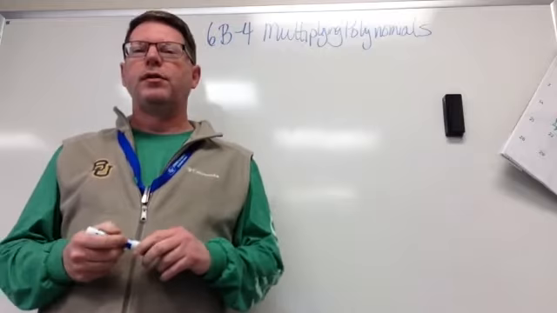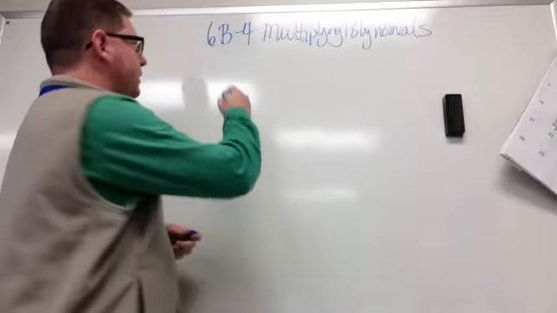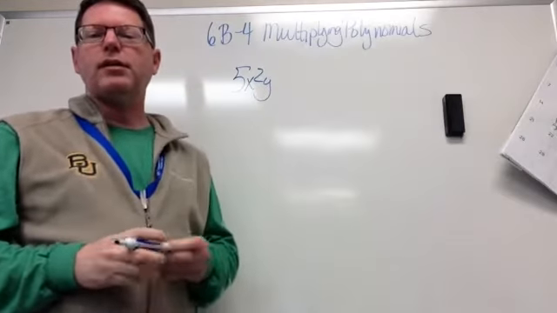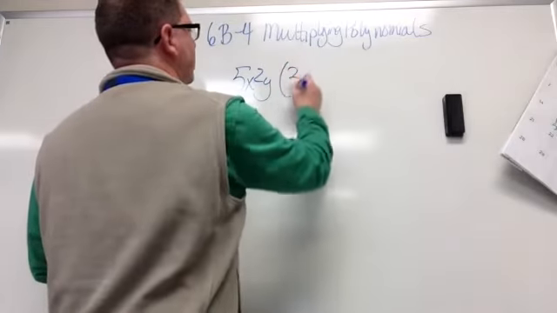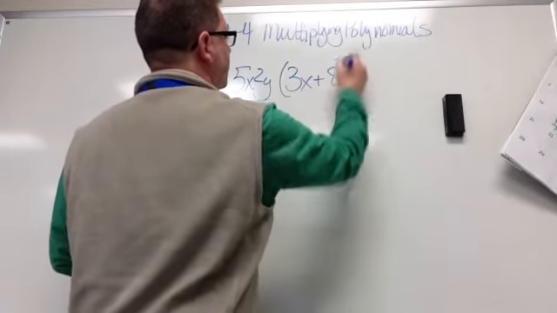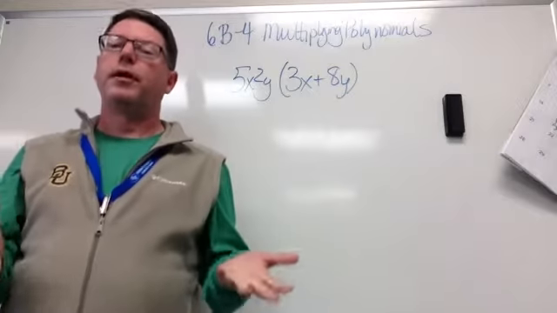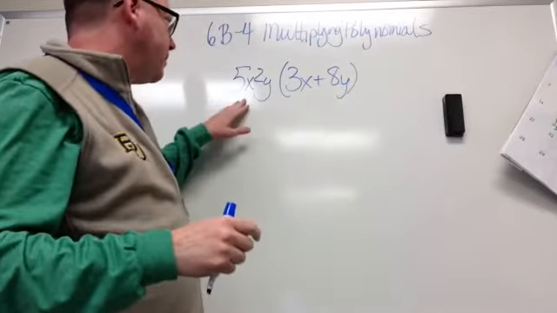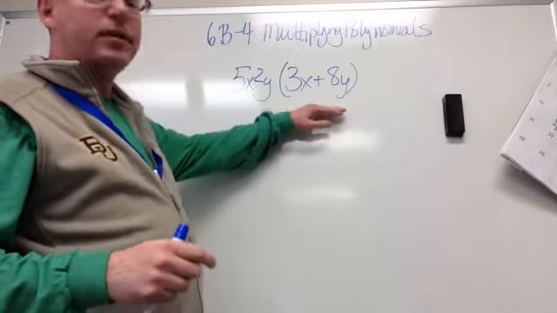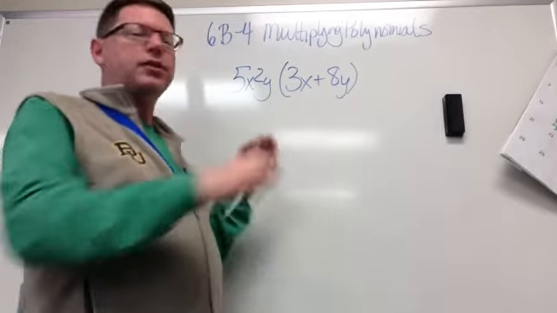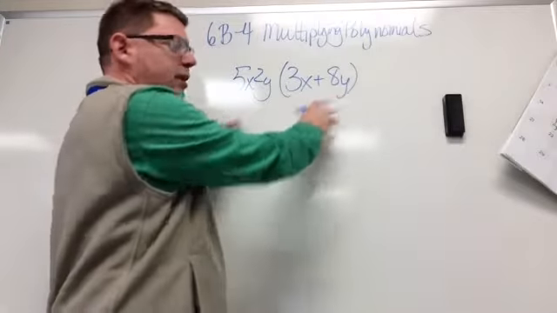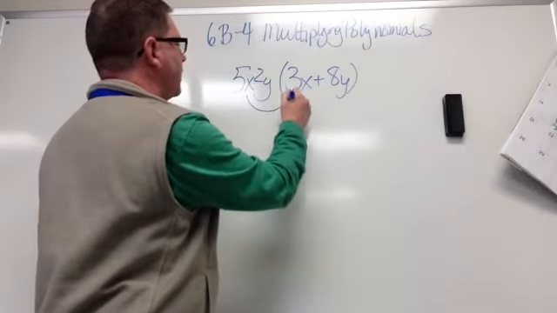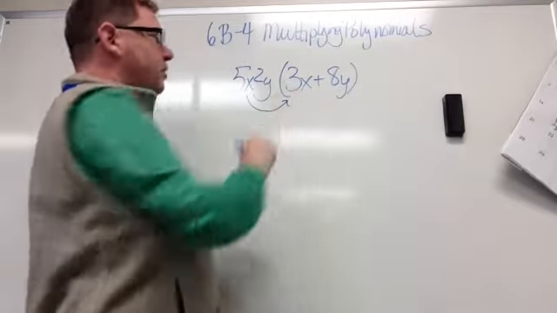The first polynomial that we are going to multiply is 5x squared y times the quantity of 3x plus 8y. Okay, distributive property. In this case, I've got a monomial multiplied by a binomial, so I'm going to distribute the monomial to everything inside the binomial. The first thing I'm going to do is 5x squared y times 3x.